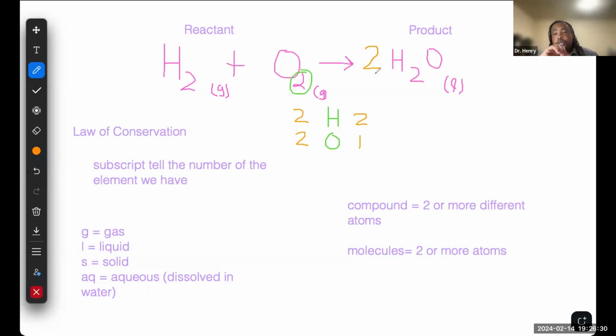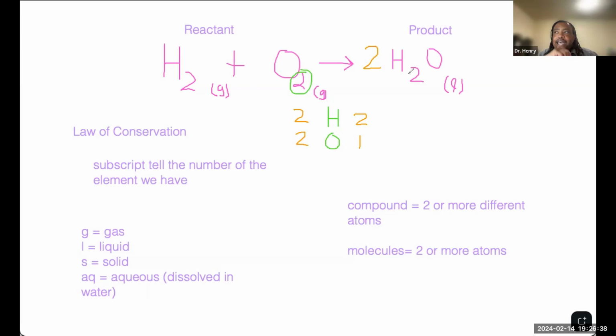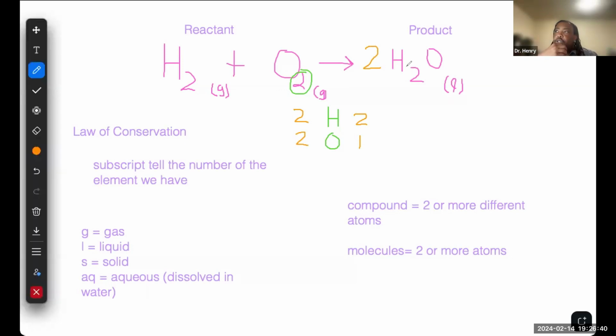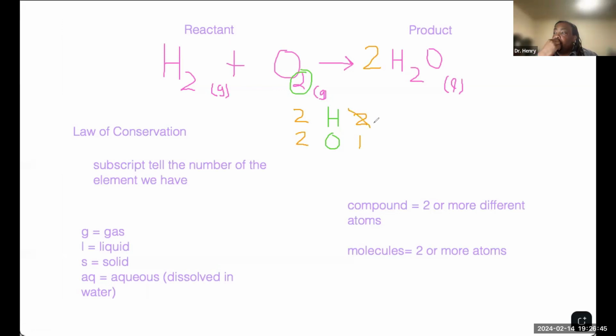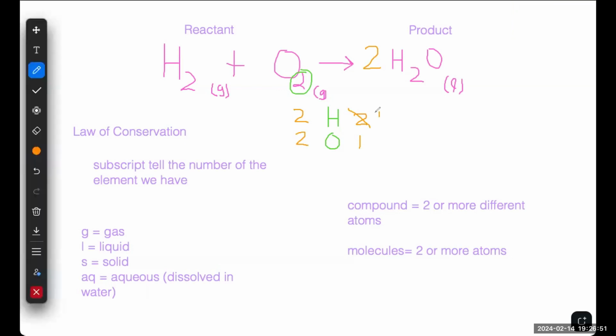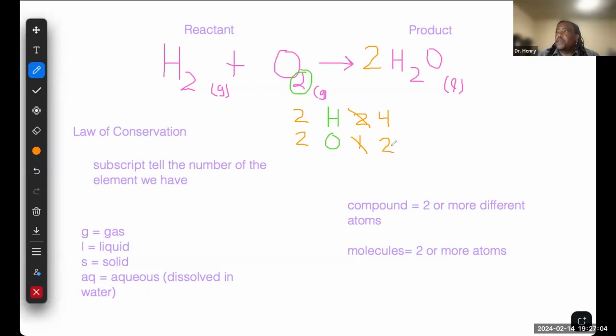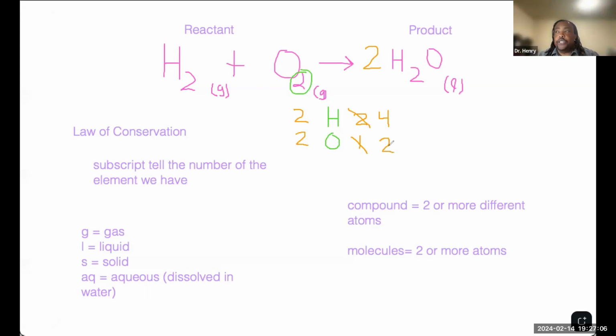Now, when we do this, that means that this 2 is going to be multiplied by our subscripts, and that'll tell us how many we have. So in this case, 2 times 2 is going to be 4. And then 2 times 1, 2. Okay, so then our oxygens are good.